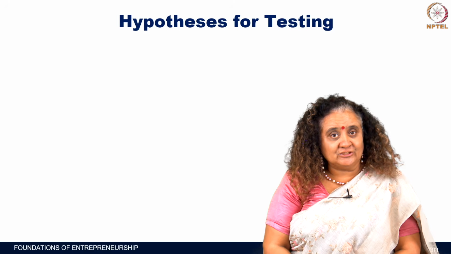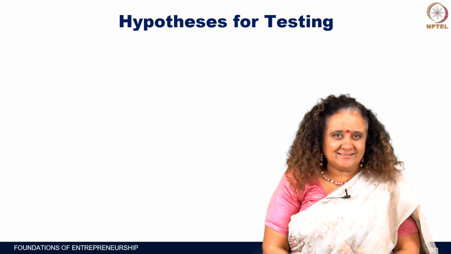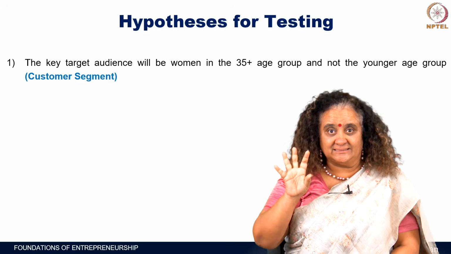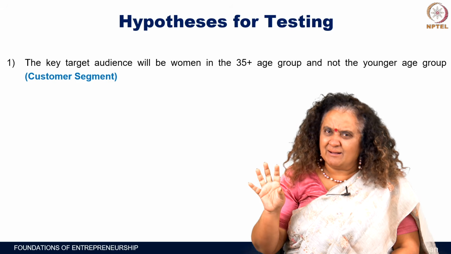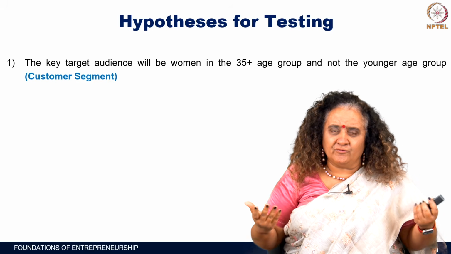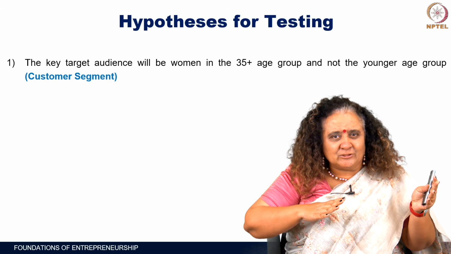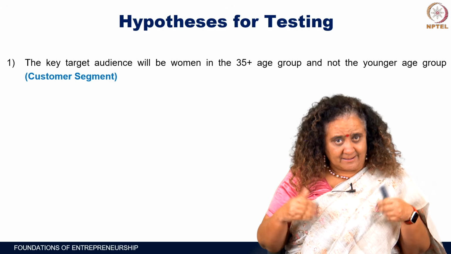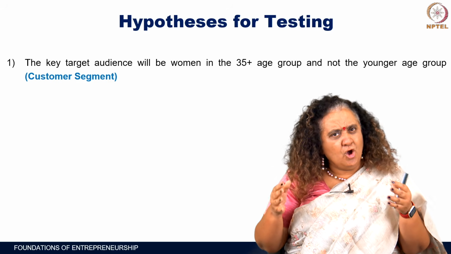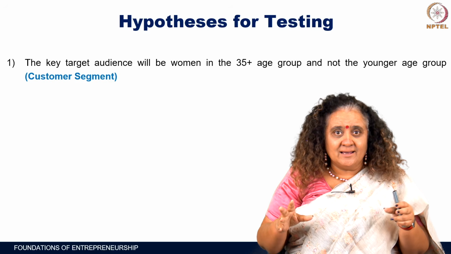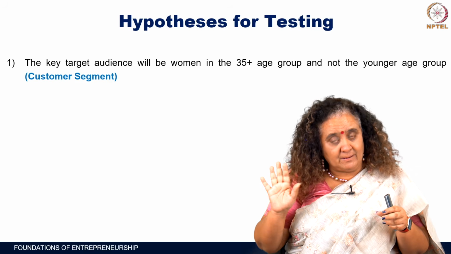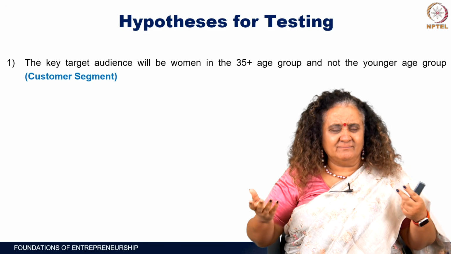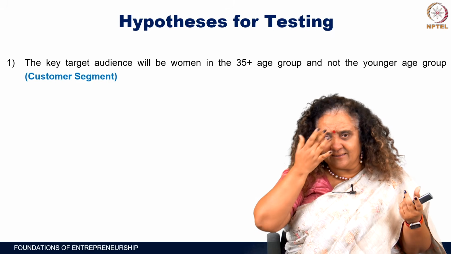So, here are the hypotheses that we came up with for our idea called the sariLibrary.com. Our first hypothesis is a hypothesis around our customer segment. It is our going in assumption. Many of you have studied mathematics, and so we have done null hypothesis and alternate hypothesis. This is our going in assumption that the target customer segment most relevant to us, most important to us will be women in the 35 years plus age group and not the 20 to 35-year-old age group. And I can explain to you why we think this way.